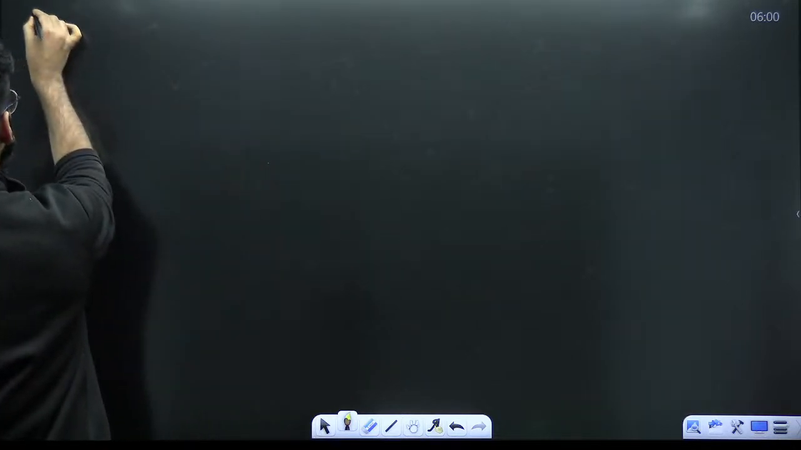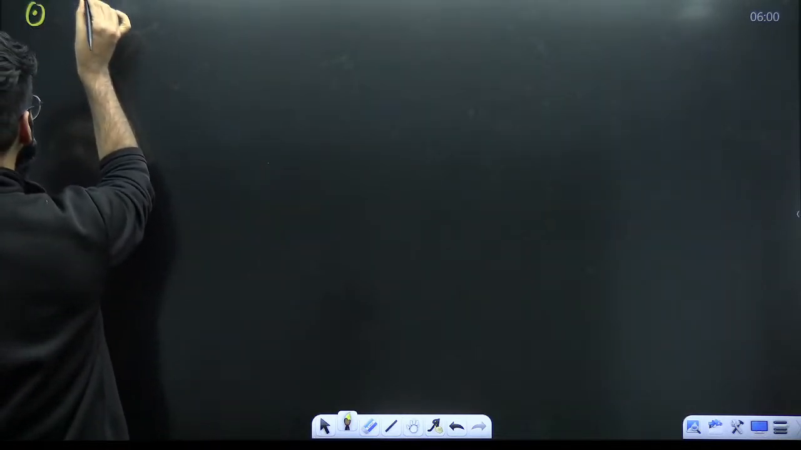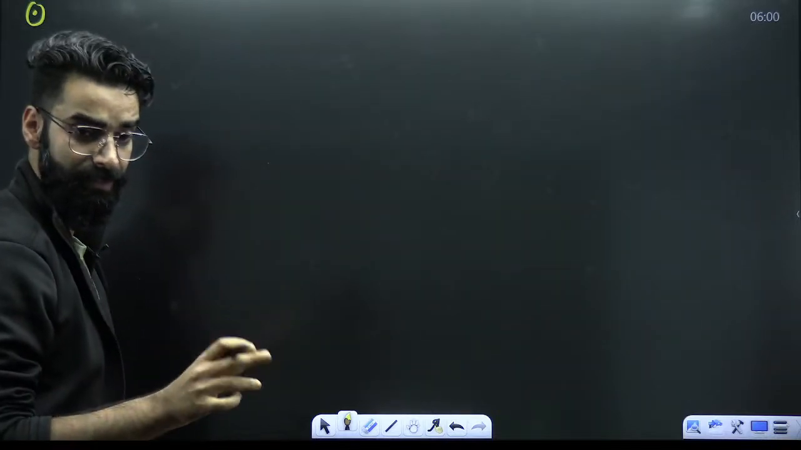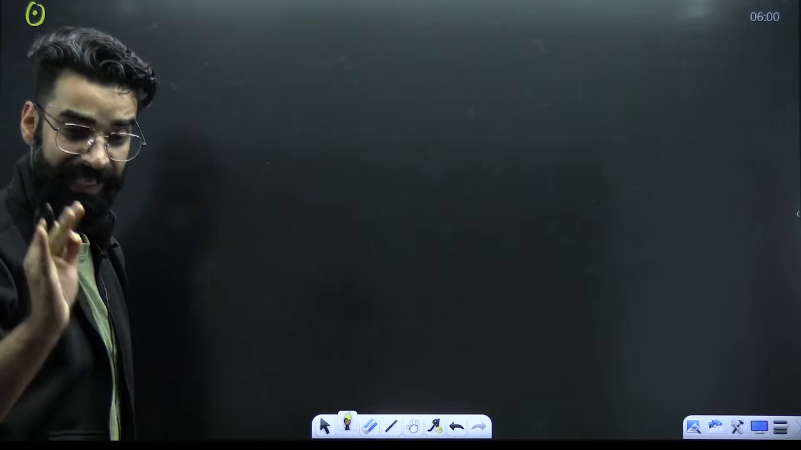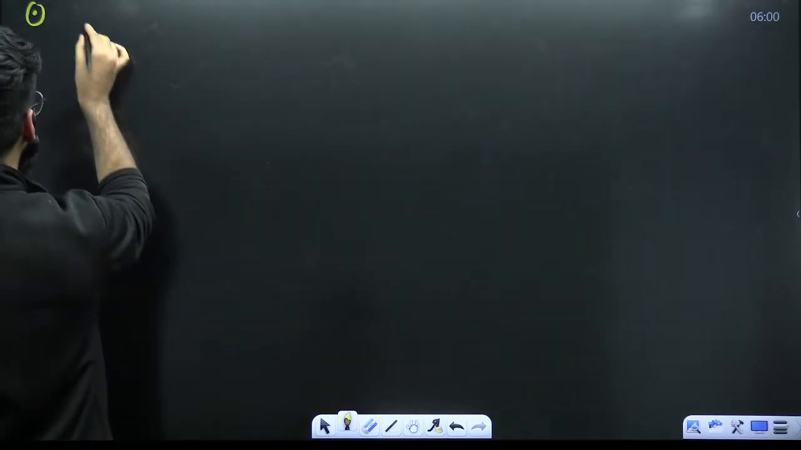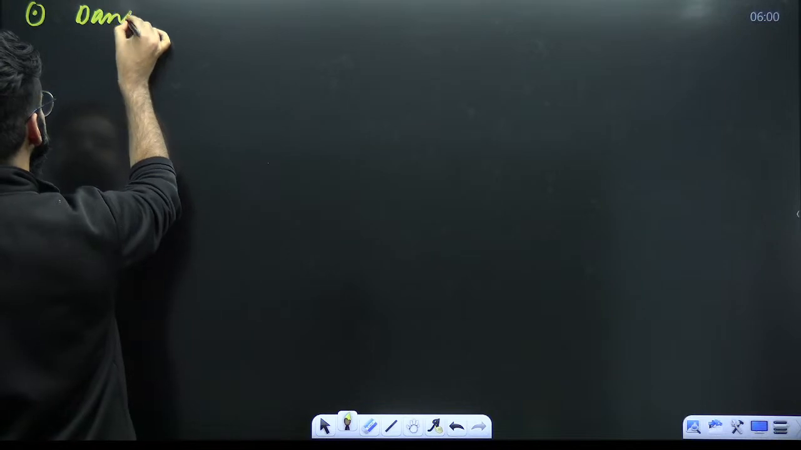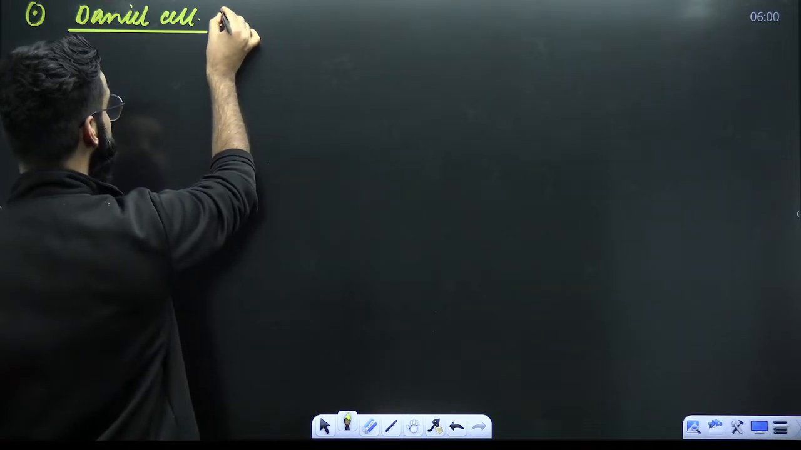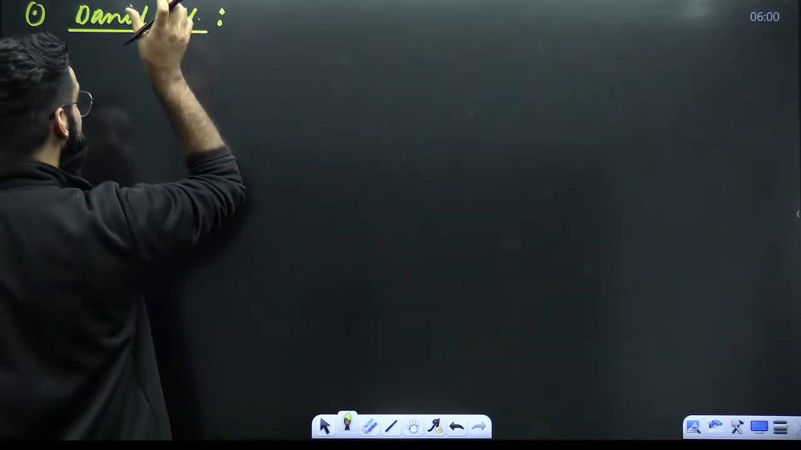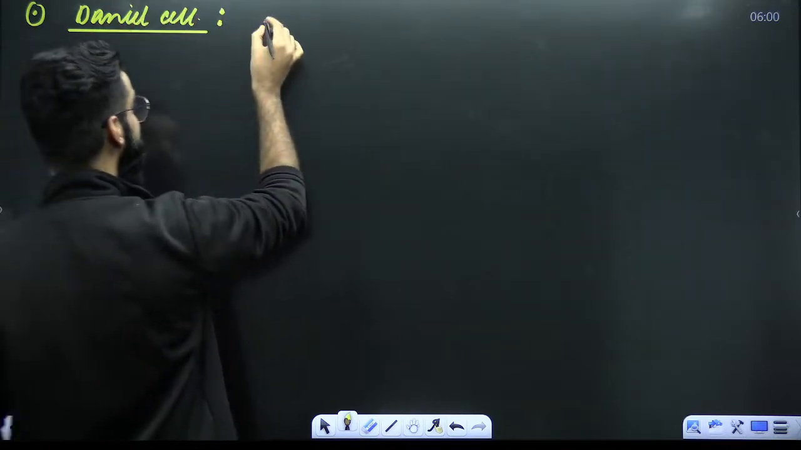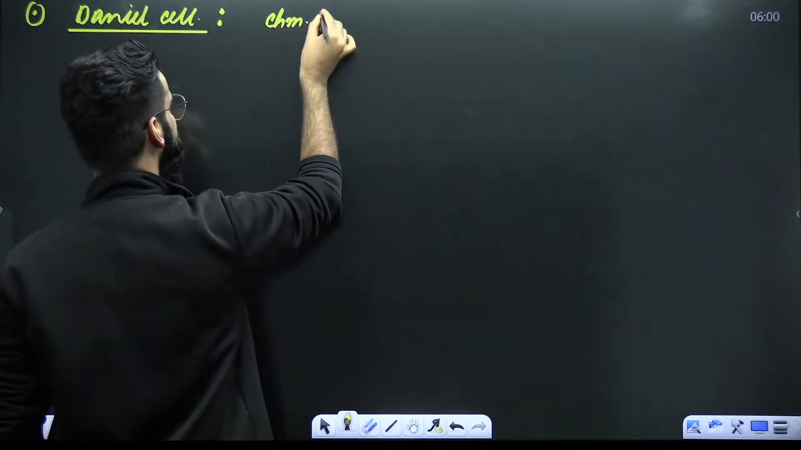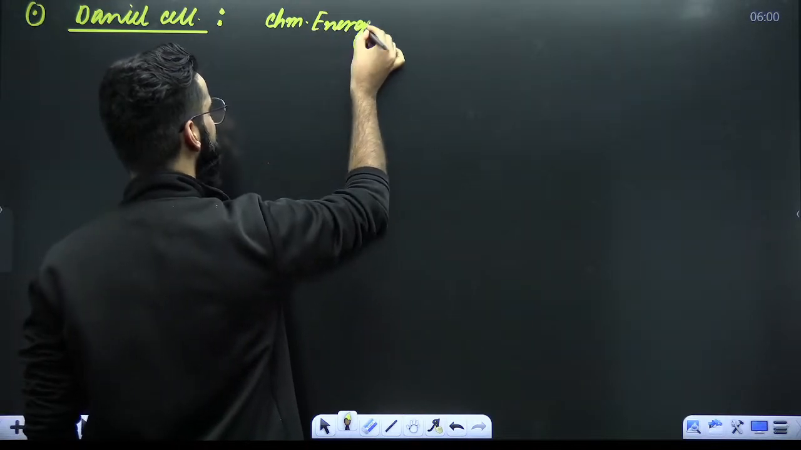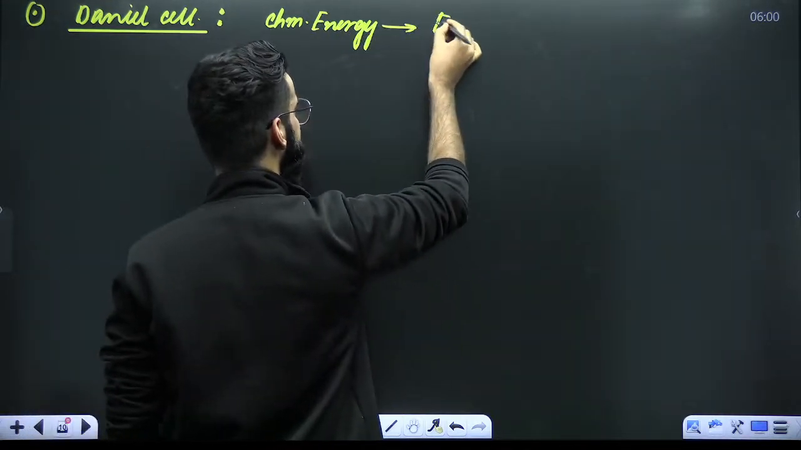Now, people, let me tell you one important thing. The cell which we have to discuss is something which you call a galvanic cell, right? The typical example, the most common example of the galvanic cell, is the Daniell cell. So the Daniell cell, what is it? It is the most typical and common example of the galvanic cell. What is this Daniell cell exactly going to do? Since it is the most common example of the galvanic cell, it is going to convert chemical energy into electrical energy.